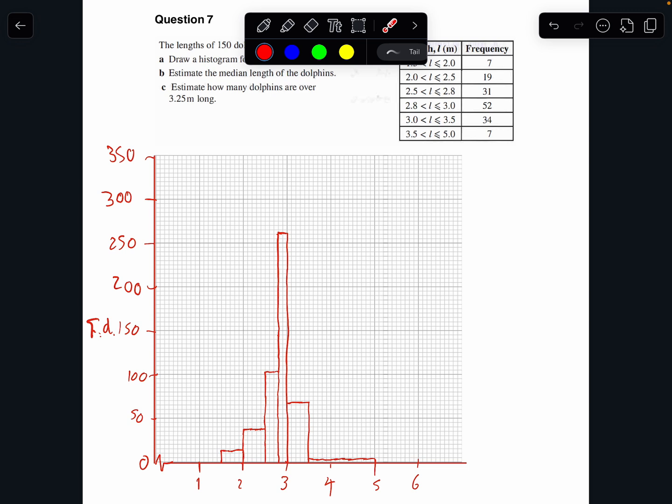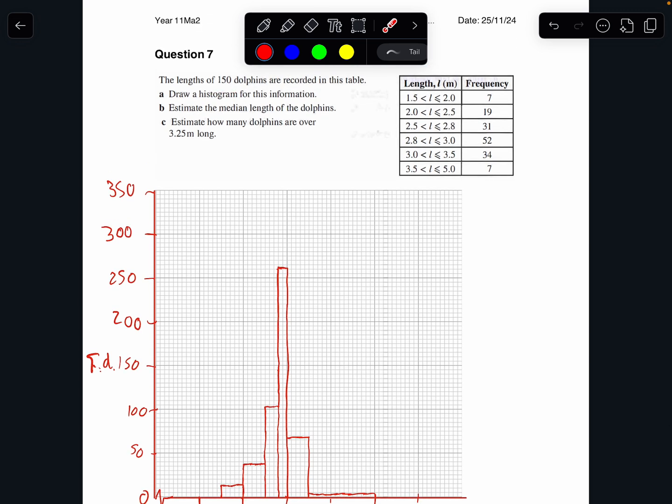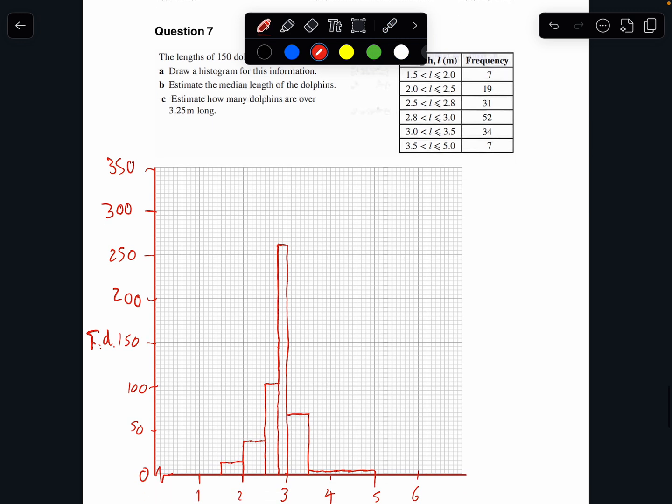Now I want to estimate the median length of the dolphins. We know there are 150 dolphins. Since this is continuous data, since I've drawn a histogram for it, then I don't need to add 1, because adding 1 is a pain, right? So this is already even, so let's just divide it by 2. So the median position is going to be 150 divided by 2, which is 75.